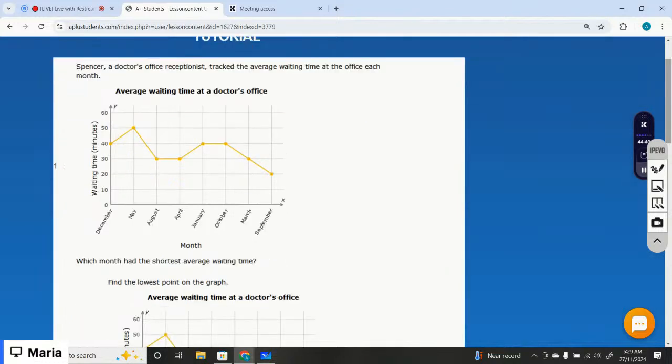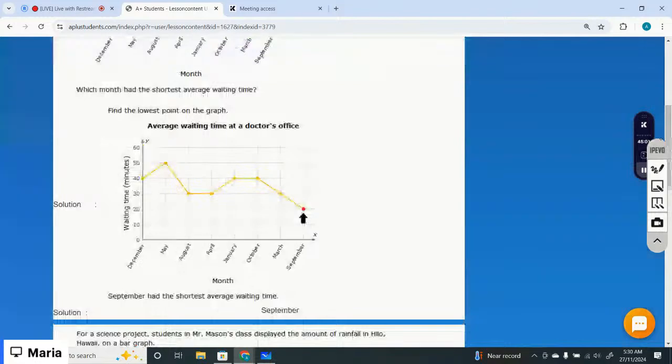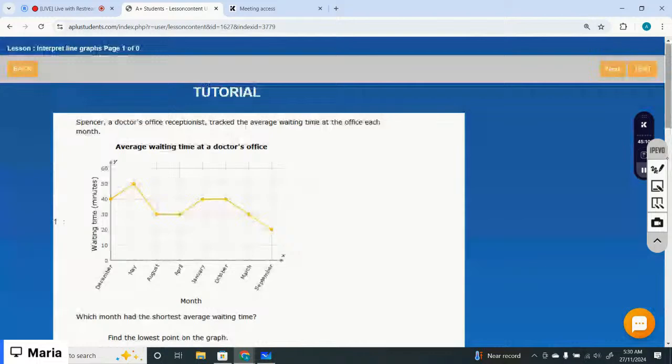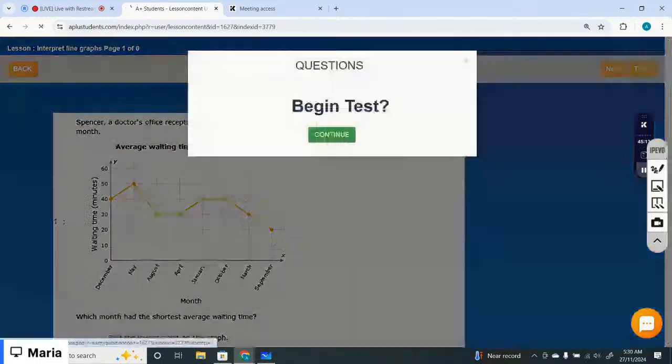Spencer, a doctor's office receptionist, tracked the average waiting time at the office each month. Which month had the shortest average waiting time? That is September. Here is the shortest waiting time. That is September. Let's just start with the test questions.